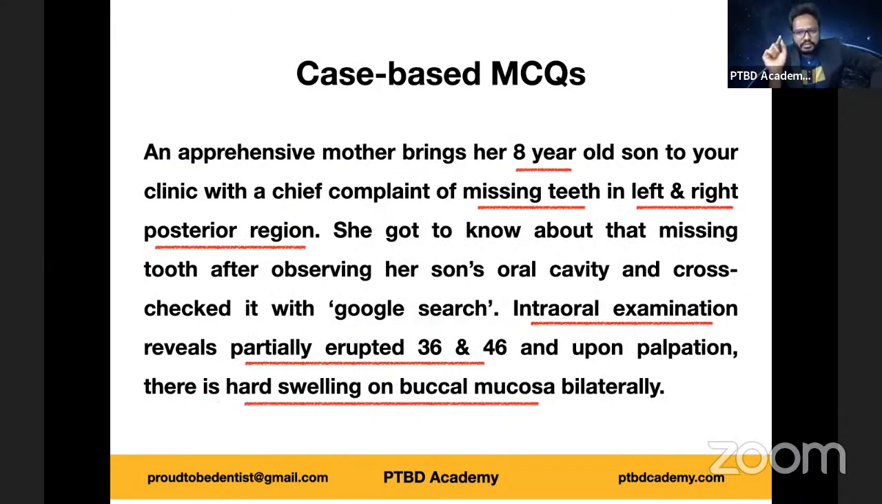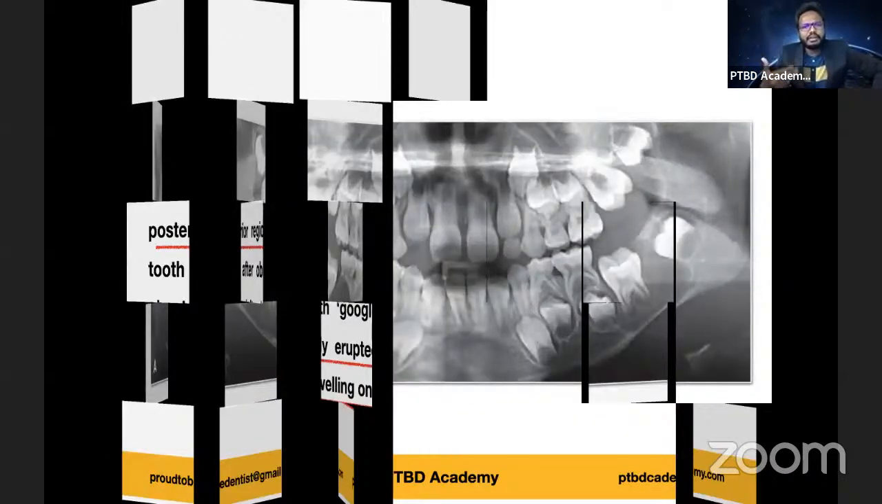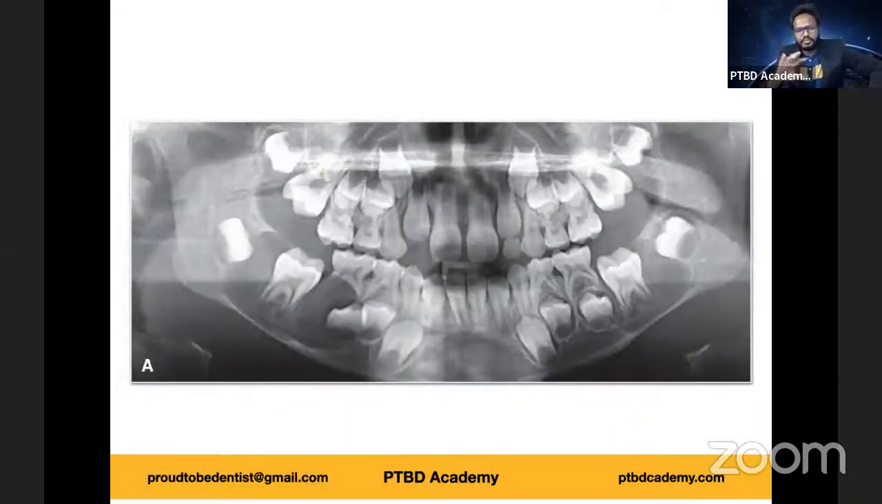An 8-year-old with missing teeth, missing first molars, right? Missing in the sense of partially erupted first molars, missing according to the patient's mother, an apprehensive mother. And they're also talking about hard swelling on the buccal mucosa bilaterally. That is an indication of bony expansion, isn't it?